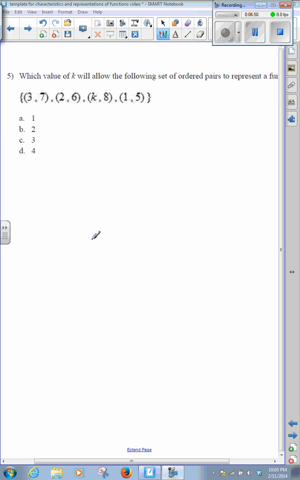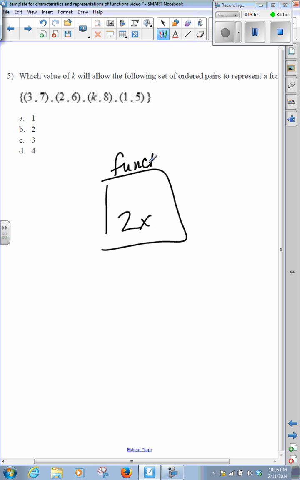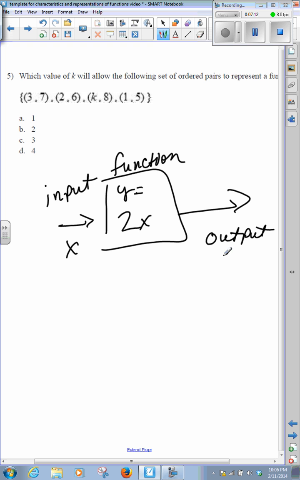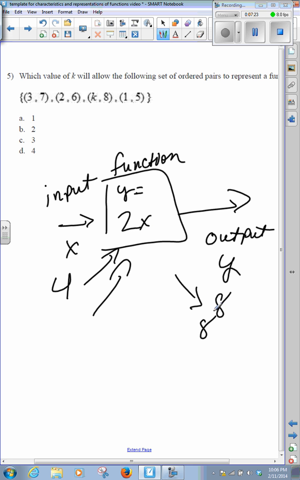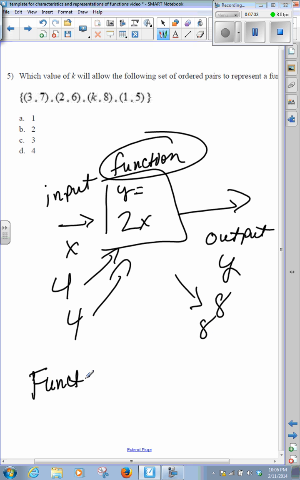Number 5, which value will allow the ordered pairs to represent a function? We've talked before, let's say that this is our function, y equals 2x. That means whatever you put in for x, otherwise known as your input, you're going to multiply it by 2, and out is going to come your output, also known as your y. So if I put a 4 in for my input, 2 times 4 would be 8. If I put in another 4, I'm still going to get another 8. I could put in 4s all day long. As long as this is functioning correctly, I'm always going to get an 8. Remember, for it to be a function, if I have the same input, it has to have the same output.